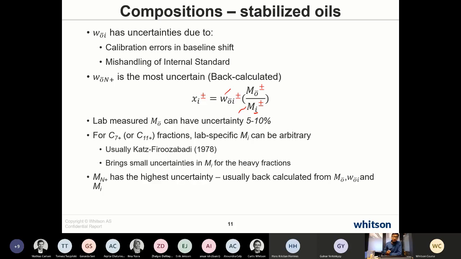And again, the molecular weight of the heaviest fraction has the highest uncertainty, because it's usually the most unknown compound, and its molecular weight is usually back calculated knowing the average molecular weight, the mass fraction, and the individual component molecular weights.